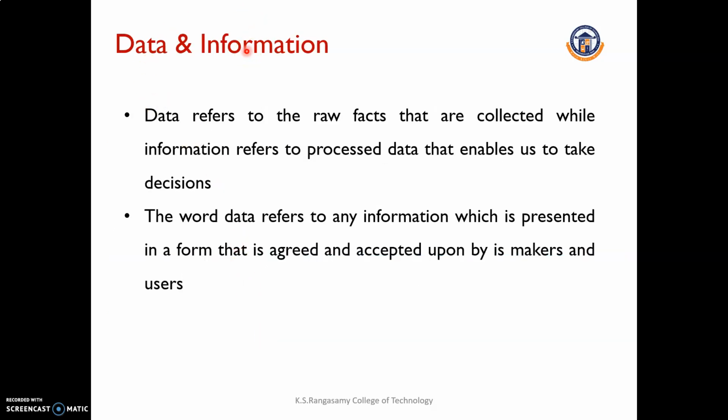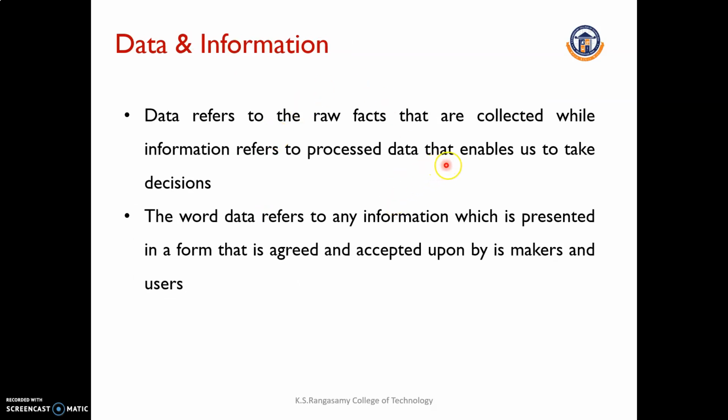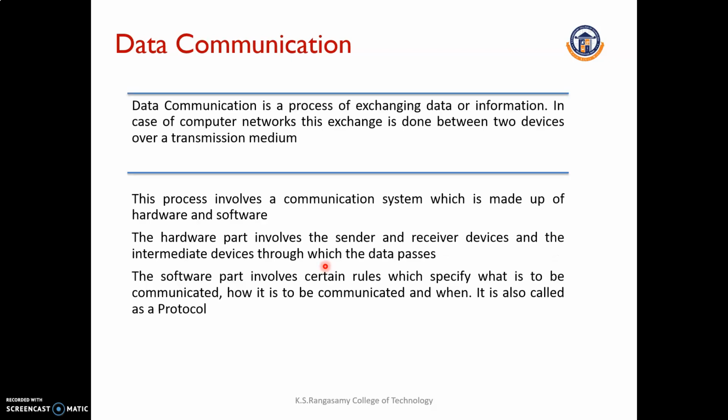The second one is data and information. Here the data refers to the raw facts that are collected, while information refers to the precise data that enables us to take decisions. The word data refers to any information which is presented in a form that is agreed and accepted upon by the makers and users.